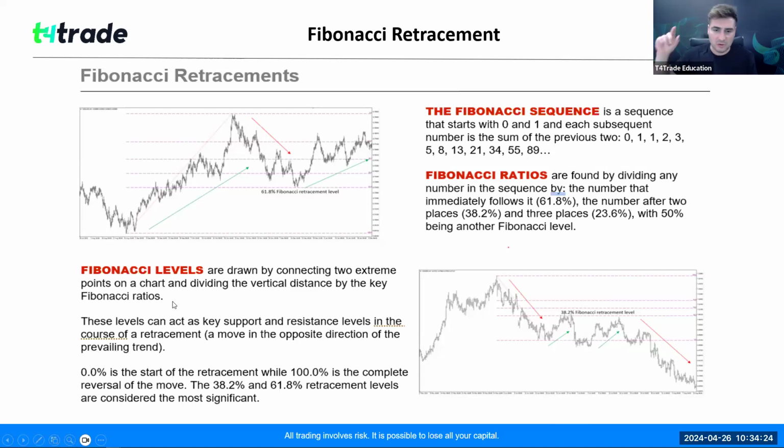So you draw from the bottom to the top if the market is moving to the upside. You connect two extreme points, and the Fibonacci retracement tool spits out the key levels. What we need to do then is see whether those levels are valid, and how you can see whether those levels that have been spewed out are valid.